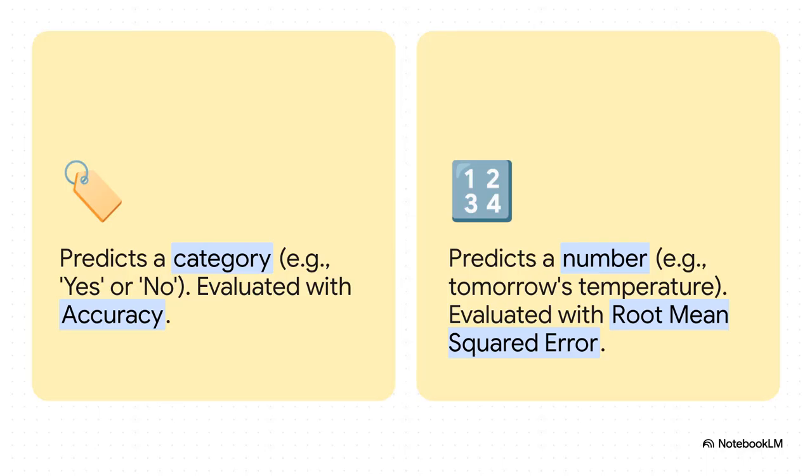Now, it's really important to draw a clear line in the sand here. Classification, which is what we're doing today, predicts a category, yes or no. The other side of the coin is called regression, and that's all about predicting a specific number, like what the exact temperature will be tomorrow. For our purposes, we're sticking to categories, and we'll measure how good we are with a simple score, accuracy.